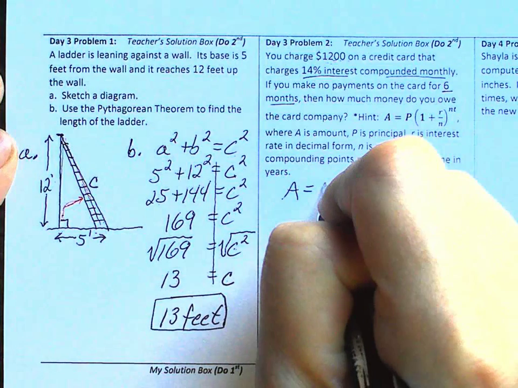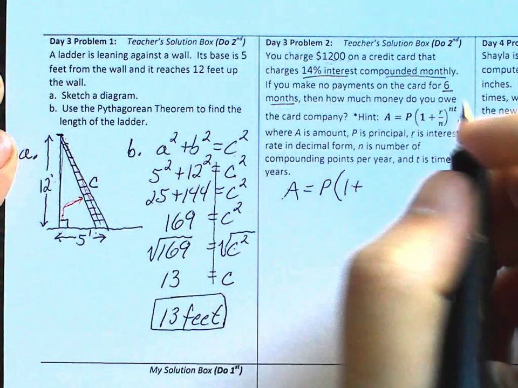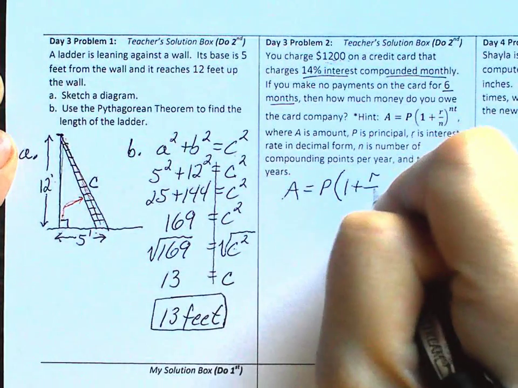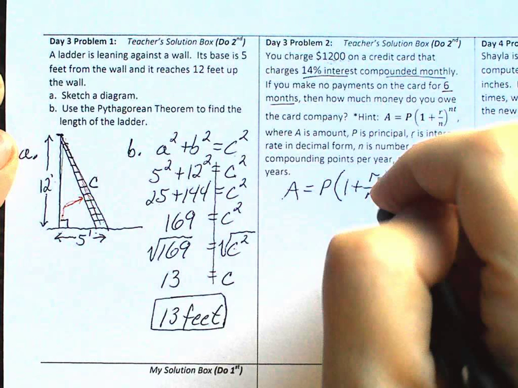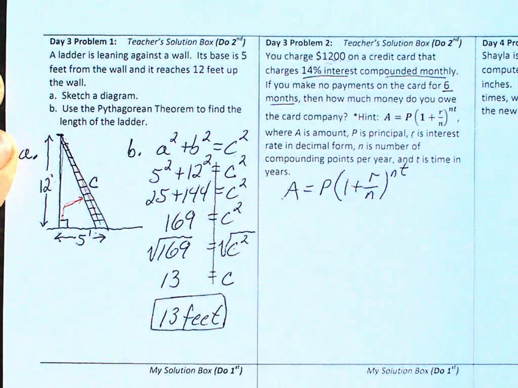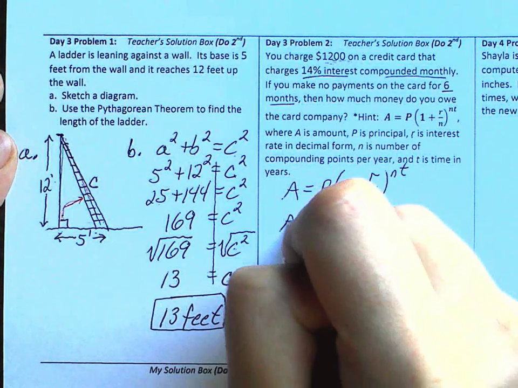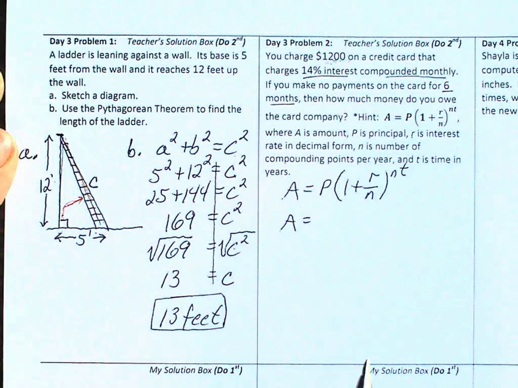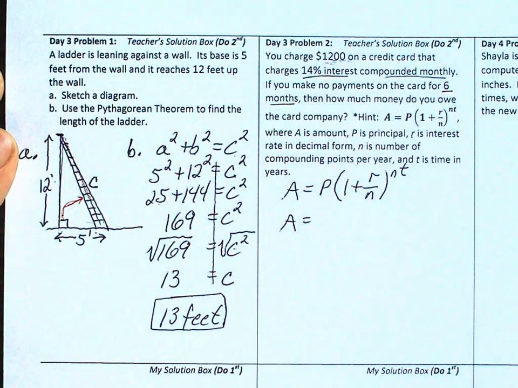A equals P times, in parentheses, 1 plus R divided by N, and close up those parentheses, and then the exponent on there is N times T. Okay? We're going to solve this for A. What's A equal? The way you use any math formula is you replace the variables within the formula with numbers that you know. And then the one letter of the alphabet that's left over, you'll be able to find that answer.